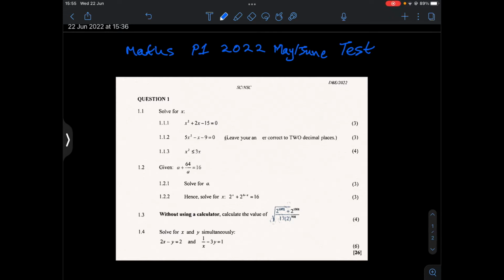So the first question here, question 1, it says solve for x. We're going to start off with this question here. So what are the factors of 15? The factors of 15 are 5 times 3 and also 5 times 1.